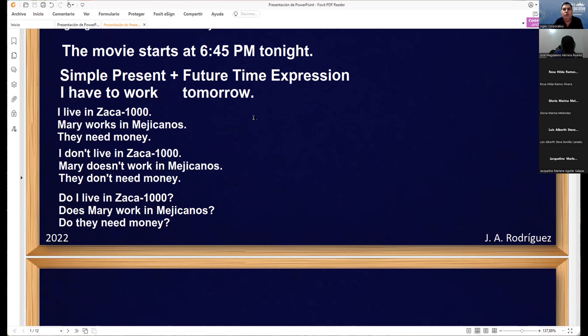simple present. For future, do we use live, works, need? No. What do we use? The bus comes in 20 minutes. What's the meaning? In 20 minutes means 20 minutes into the future, right? Yes. The bus comes in 20 minutes. So we use the verb comes because it refers to a schedule or a timetable.